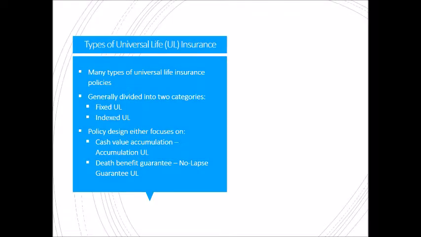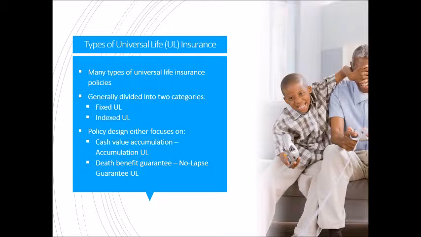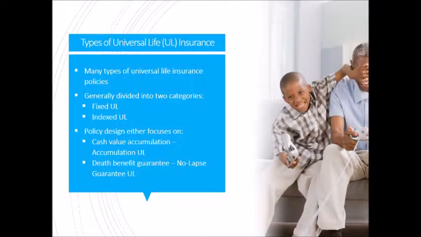When universal life was first introduced, there was just one form. Today, there are many types of UL policies, which can generally be divided into two categories: fixed UL and indexed UL. With a fixed UL policy, the policy value is credited with interest that is set by the insurance carrier. In contrast, with an indexed UL policy, the interest crediting is based on the performance of a major market index such as the S&P 500.